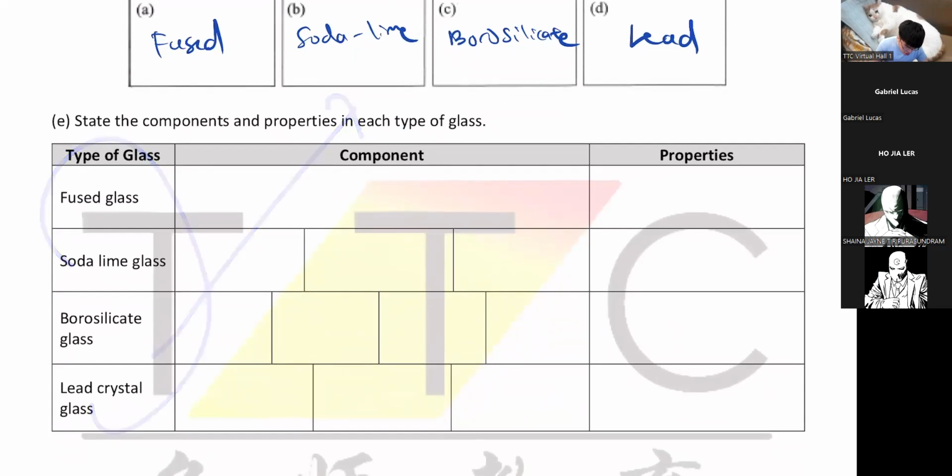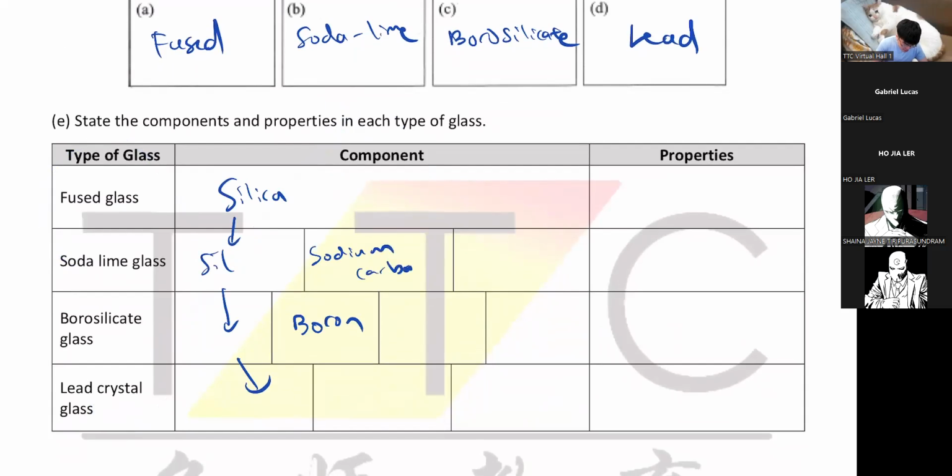Okay, write these yourself here. For components, they all have silica. That's the main thing. Borosilicate means they have boron. Soda lime means they have sodium carbonate, and lime is calcium carbonate. Lead crystal is when they have lead. So fill this in yourself.